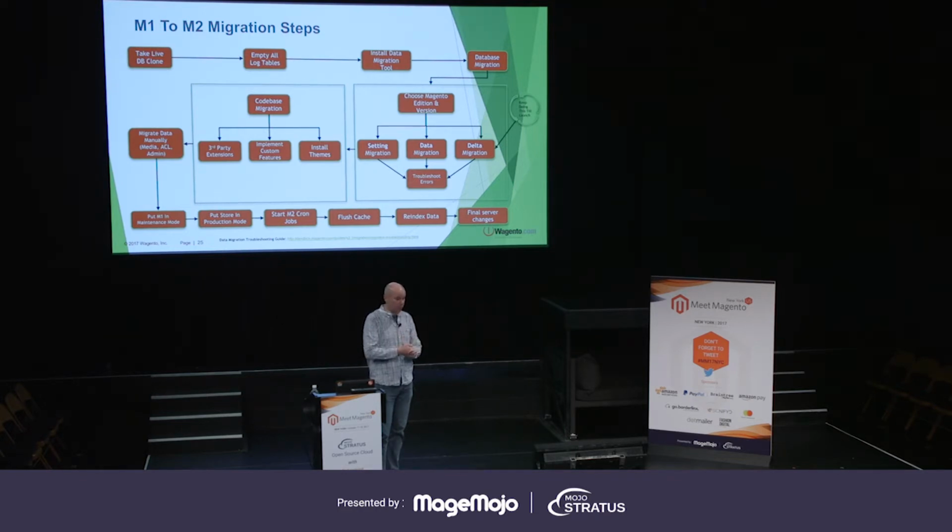Then, when we're going to do our actual migration, we're going to throw our M1 version into maintenance mode. We're going to put our new store into production mode for our M2. We're going to start all our M2 cron jobs. We're going to flush our cache, re-index, and then do all the final little server changes that are needed.